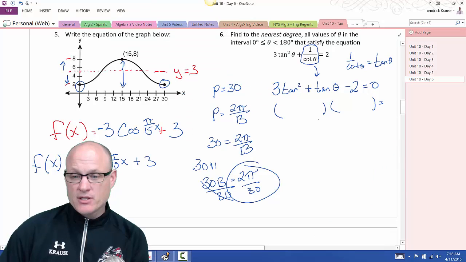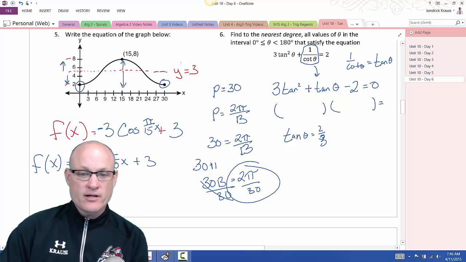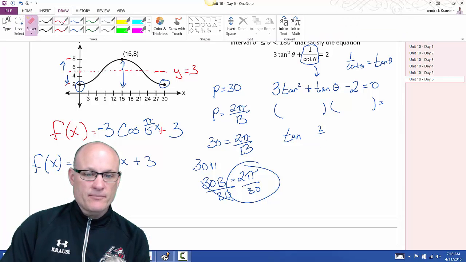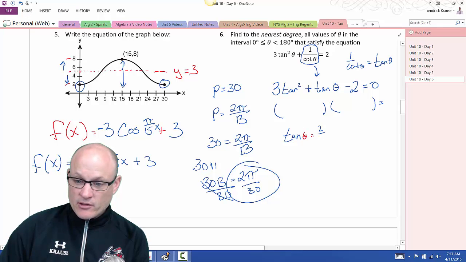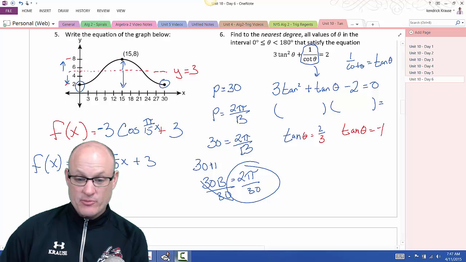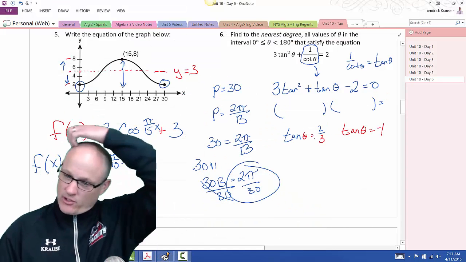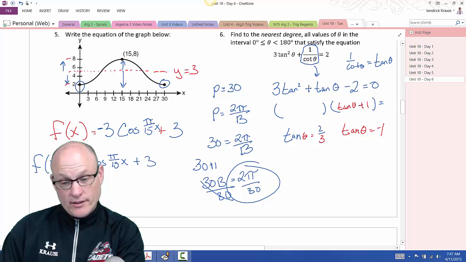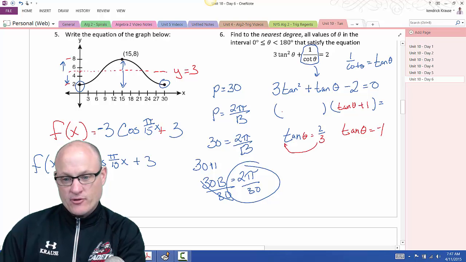So I'll go back. So I know that tangent theta is equal to 2/3. That's a 3. That's not a 3. Tangent of theta is equal to 2/3, and tangent of theta was negative 1, was it not? Let me just make sure. Perfect, negative 1 and 2/3. So here we're going to put in tangent theta plus 1. And if you remember correctly, this 3 goes up front, so this is going to be 3 tangent theta minus 2. Everything goes back in with an opposite sign.